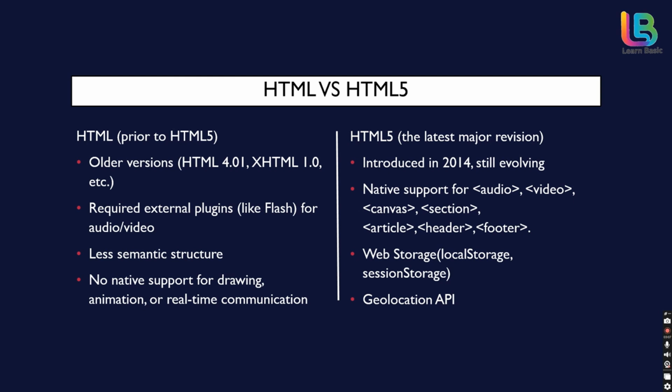HTML was prior to HTML5, and it comes with older versions like HTML 4.01, XHTML 1.0, and etc. Whereas HTML5 is the latest version of HTML. It was introduced in 2014 and is still evolving. HTML requires external plugins like Flash for audio and video, whereas HTML5 has native support for the audio tag, video tag, canvas, section, and various other tags.